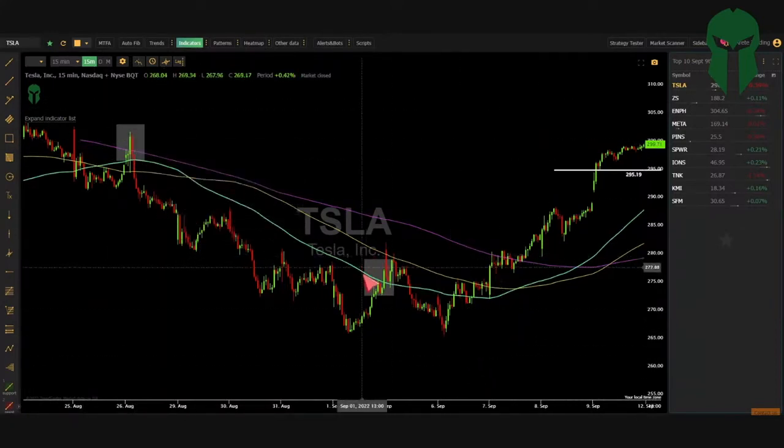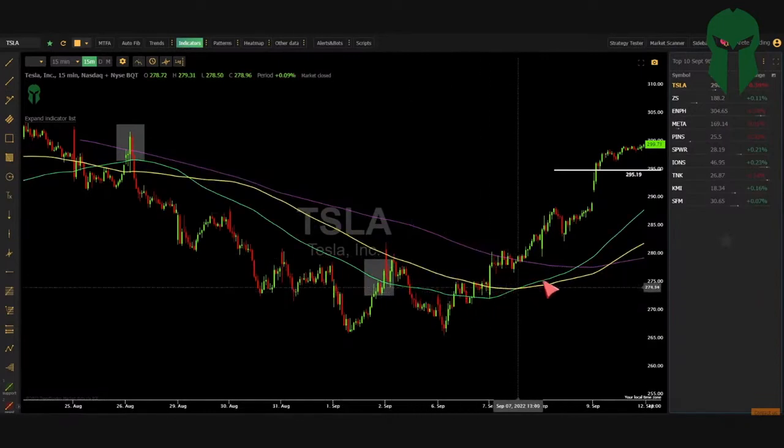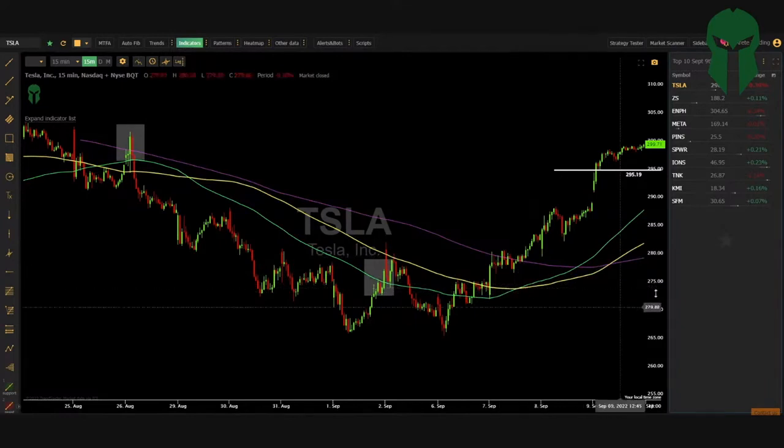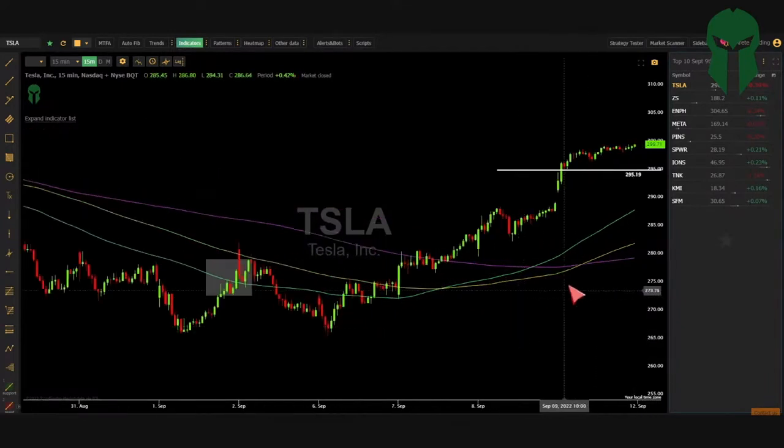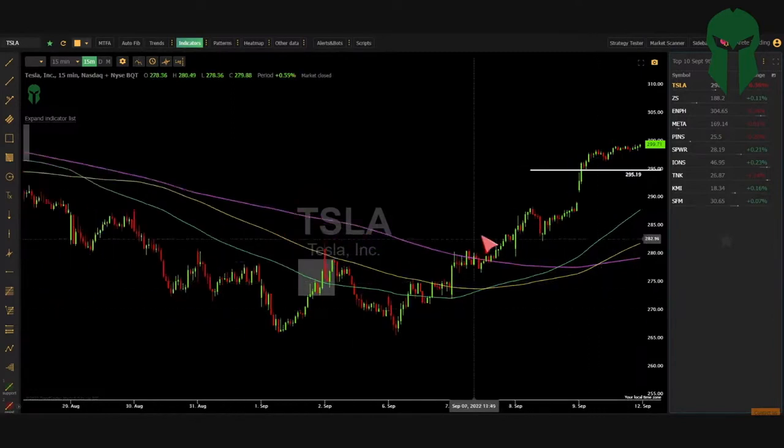Now, come through this way, turning through, the 3 crosses the 5. The 3's pointing up. Here's your signal for your short-term trade. Here is your signal for your swing trade. What are you doing? Your 5 is crossing your 8. They're both pointing up, so a swing trade can be placed right here.